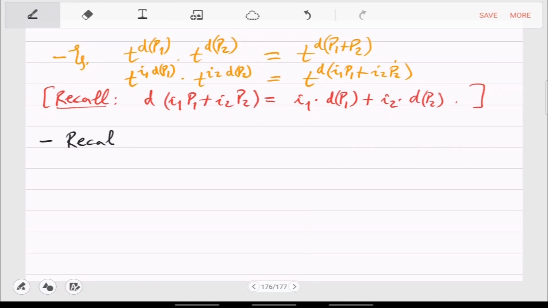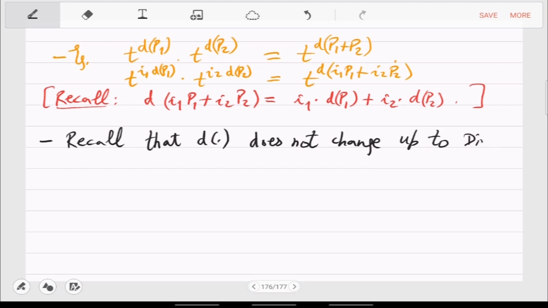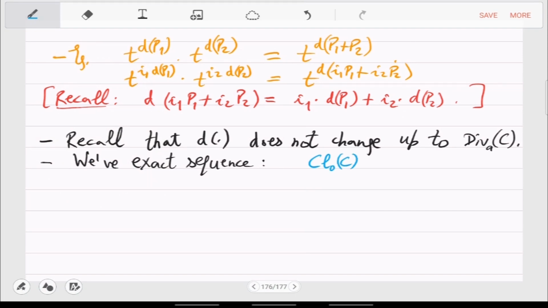So first observation is that, recall that degree does not change up to principal divisors, right? In any divisor you can add bracket x, and the degree will not change because the degree of bracket x is 0 and degree is additive. And recall this exact sequence: basically the degree 0 class group is contained in the class group and degree is mapping that to the integers.